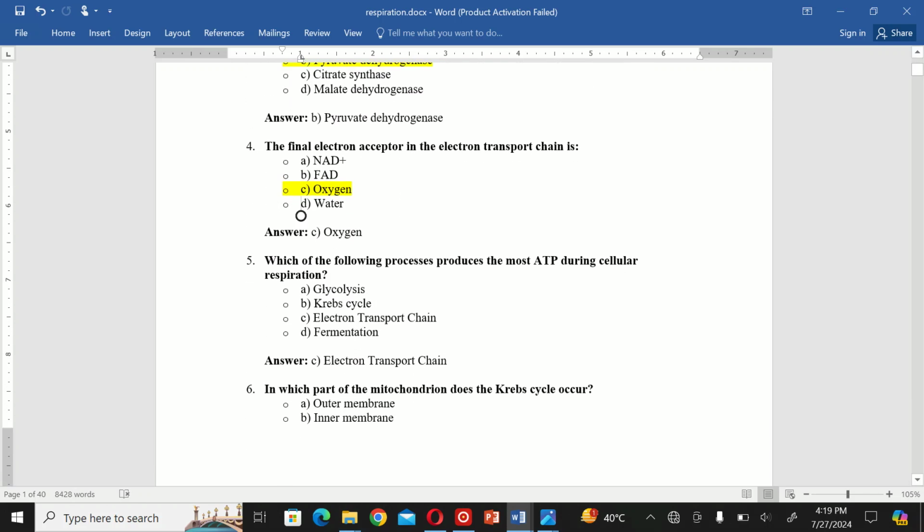The next MCQ is: which of the following processes produces the most ATP during cellular respiration? A. Glycolysis, B. Krebs cycle, C. Electron transport chain, D. Fermentation. So the correct option is C.